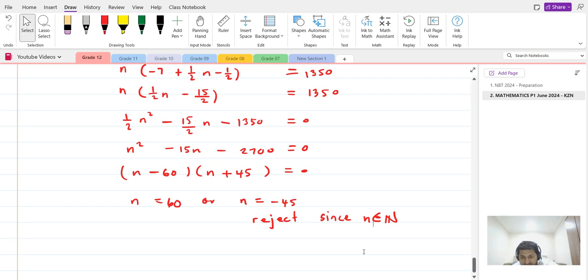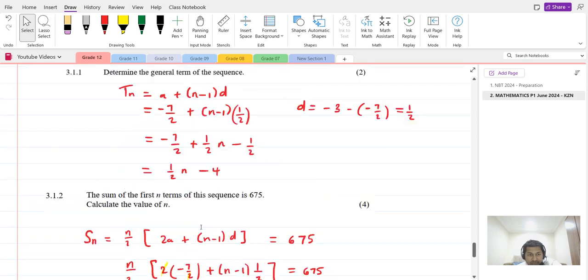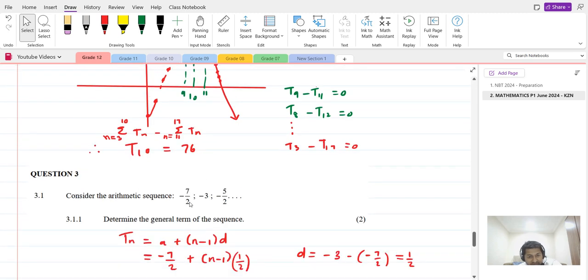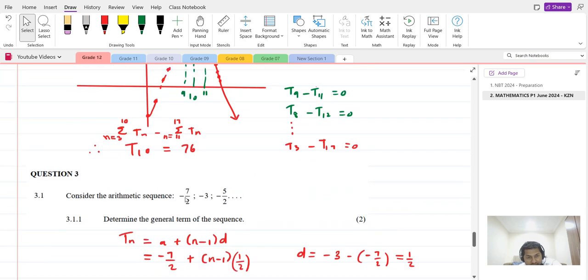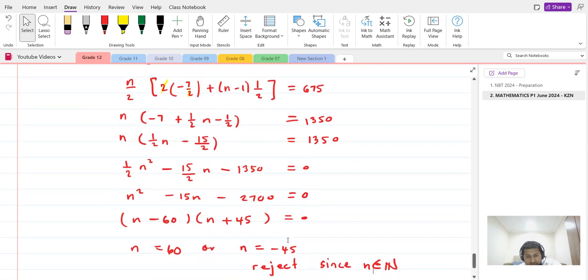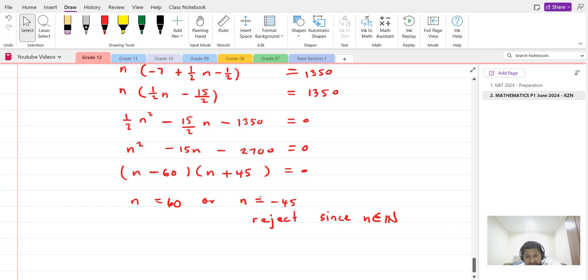So because it needs to be positive integers, basically. You can write positive integers or natural numbers. You don't get term 0, term minus 1. You get term 1, term 2, term 3 in an arithmetic sequence. So 1, 2, 3 are natural numbers. That's the reason why we reject minus 45. It's not part of the natural number set or positive integer set. So we only have one answer, n equals 60.